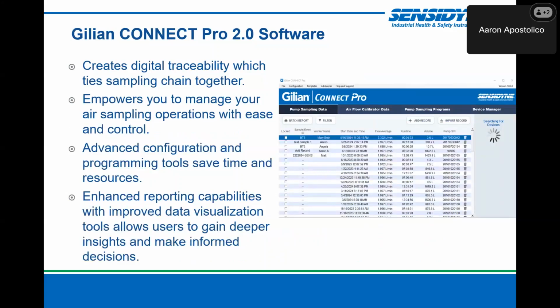I'm also going to talk about our Gillian Connect Pro 2.0 software. This software creates digital traceability, which ties the sampling chain together. It empowers the end users to manage their air sampling operations with ease and control. Advanced configuration and programming tools save time and resources. And lastly, enhanced reporting capabilities with improved data visualization will allow users to gain deeper insights into their air sampling events in order to make those key informed decisions.